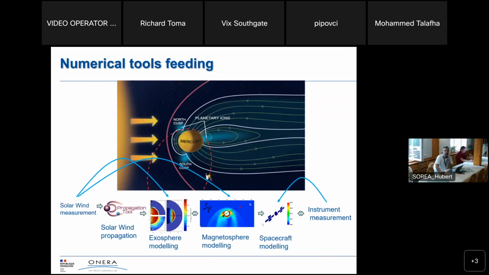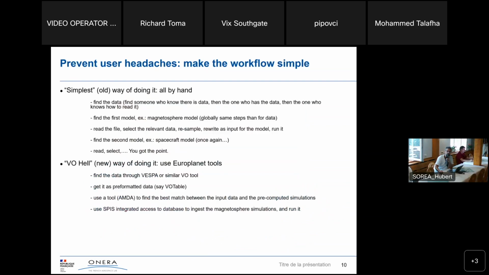So all these numerical models have inputs that must be fed by data. And when you come back to all these models that I spoke of earlier, which are present in the Spider work package, you see that they feed each other, but they also have inputs which come from measurements, and models can be coupled. For example, exosphere and magnetic models may be coupled because they can interact. Neutrals can act on ions and ions on neutrals. And so you have to manage all these communications between the different models if you want to perform such a study. So there are two ways to do it.